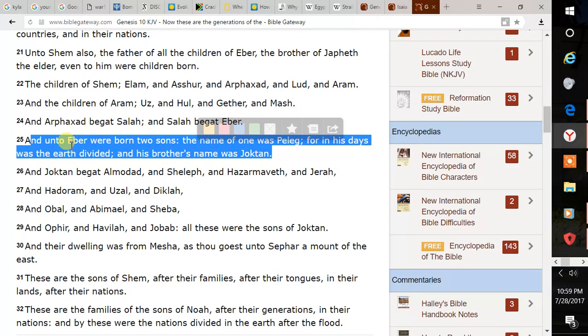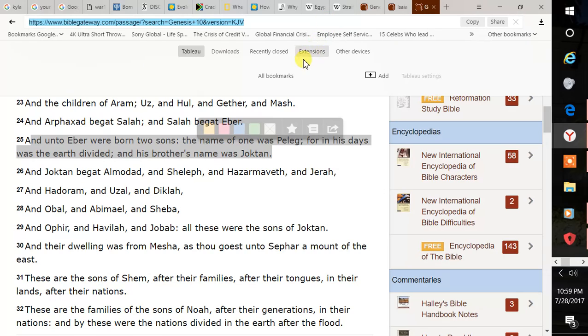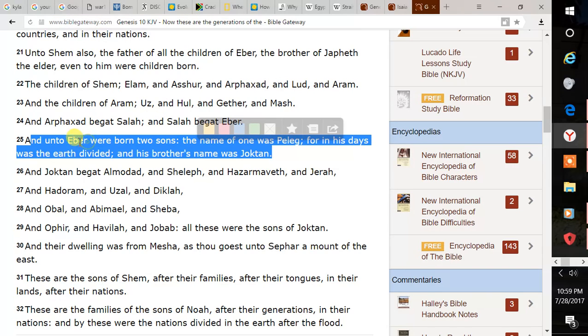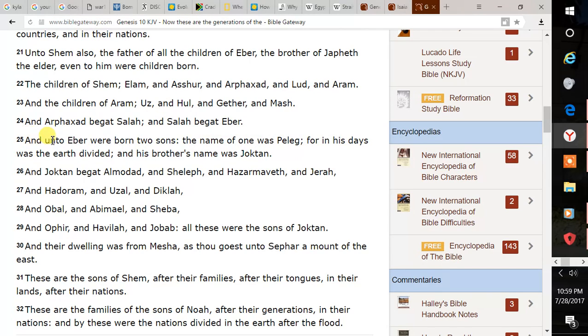Now, the next portion of the Bible that I'm still laying a foundation with. I'm still trying to tell you a story. You should read Genesis chapter 10 and read from verse 29. It says, And unto Eber were born two sons. The name of one was Peleg, for in his days was the earth divided, and his brother's name was Joktan.